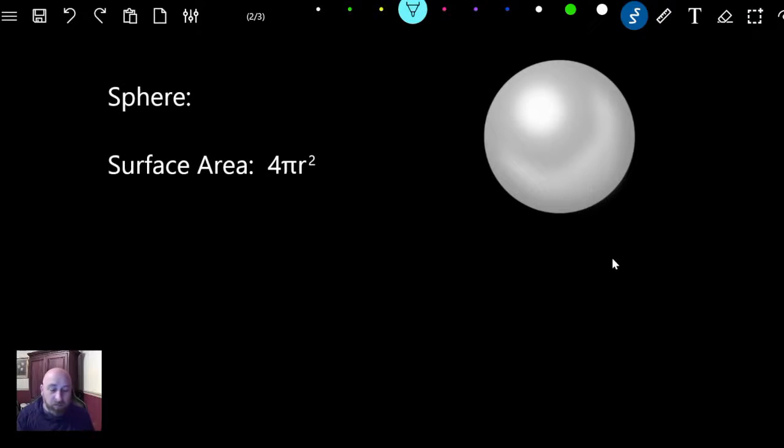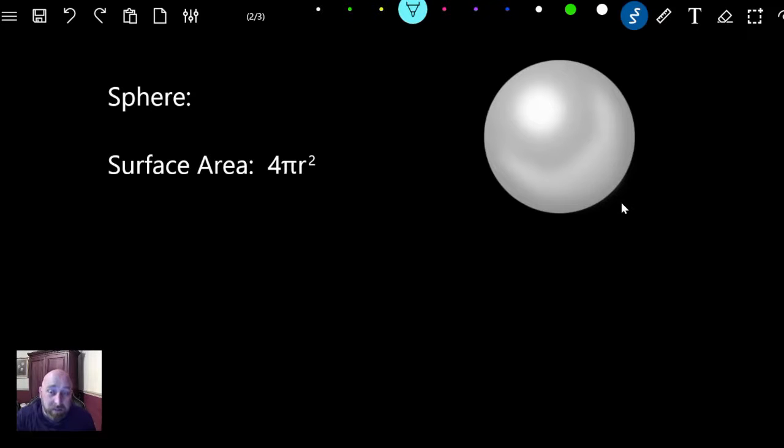All right, the next thing that we want to talk about in this lesson is the sphere. And this is pretty cool, right? This kind of looks like the moon right here, or maybe a cue ball, kind of like my head, maybe. I don't know what it looks like. Maybe a marble. I don't know.